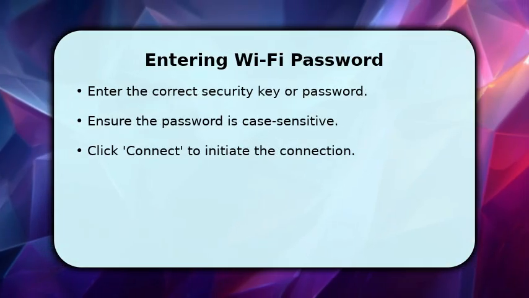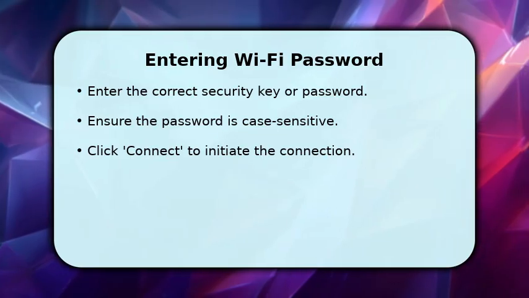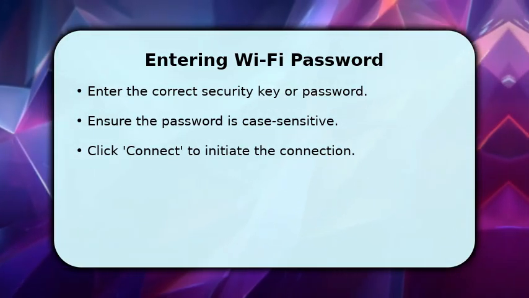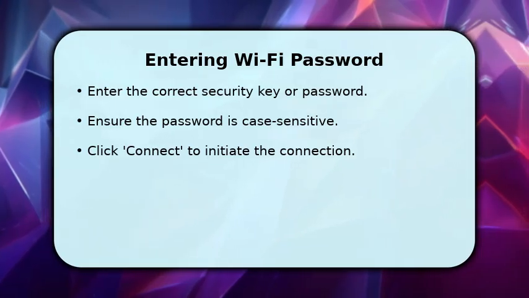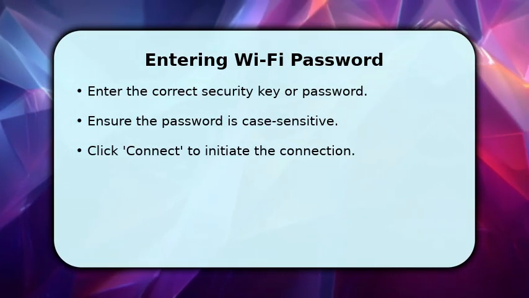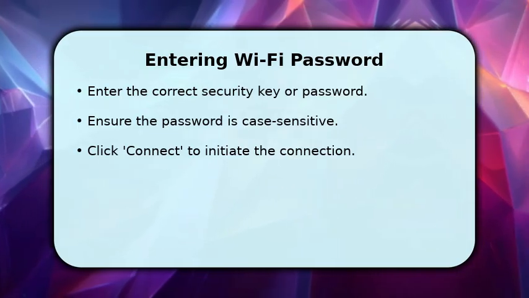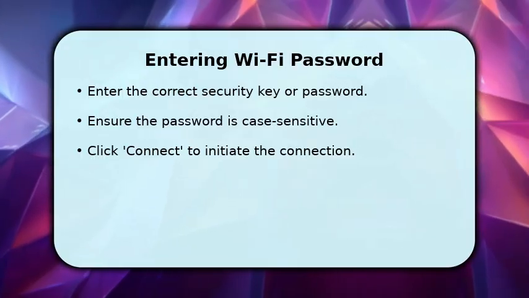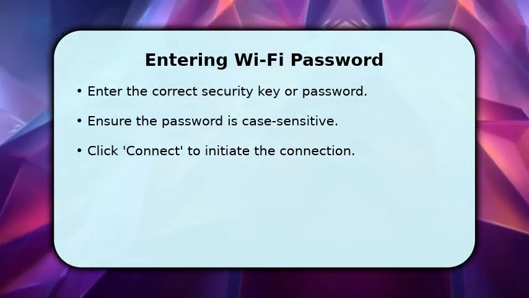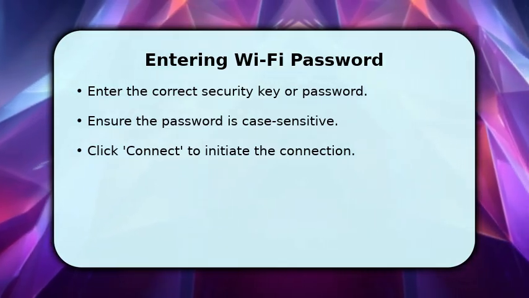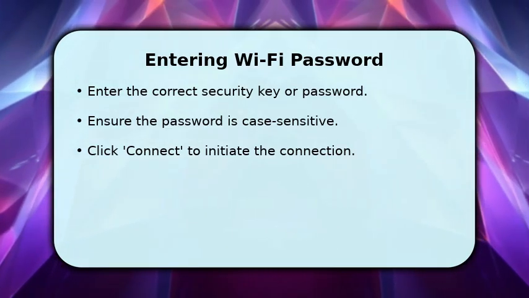Once you've selected your network, a prompt will appear asking for the security key or password. It's vital to enter this information precisely, as most Wi-Fi passwords are case-sensitive. Double-check for any typos or incorrect capitalization. After entering the password, simply click the Connect button. Your Zebster computer will then attempt to establish a secure connection with the chosen wireless network.